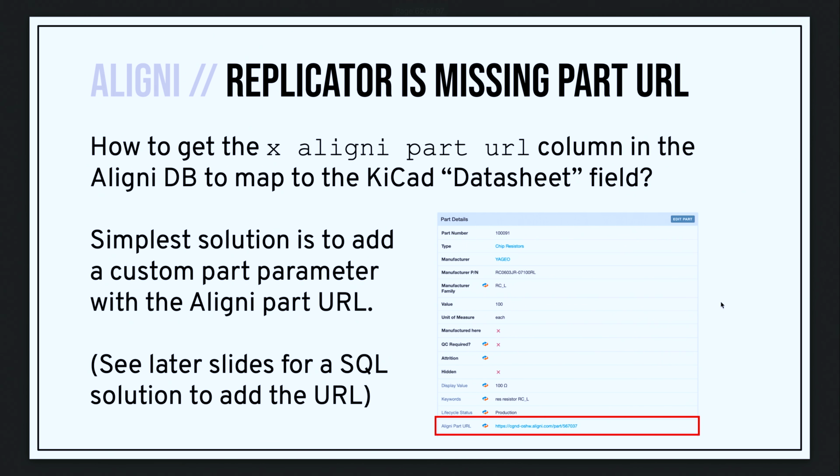One thing to note, when we generate the symbols, I showed that there was a link back to the part in Aligni, and the replicator database doesn't actually generate the database with that URL pre-populated. So one easy way to get that URL to show up is by adding a custom parameter in Aligni that has a link to that part. And then at the end of the slides that I'll publish, I'll show another method of doing that uses a SQL command to automatically generate that link instead of having to put it in as a custom parameter.